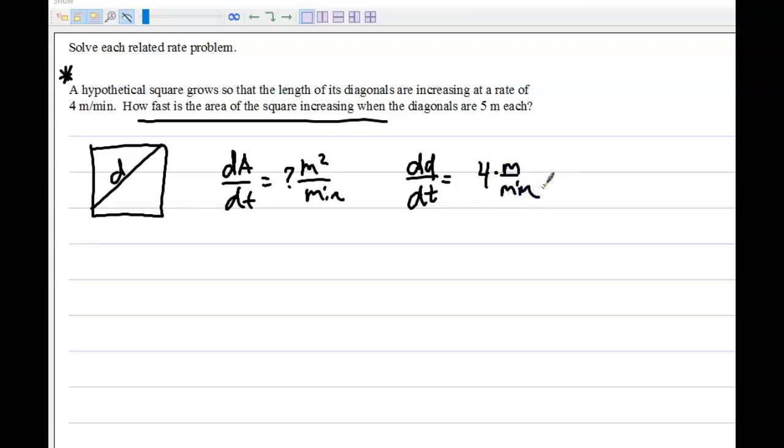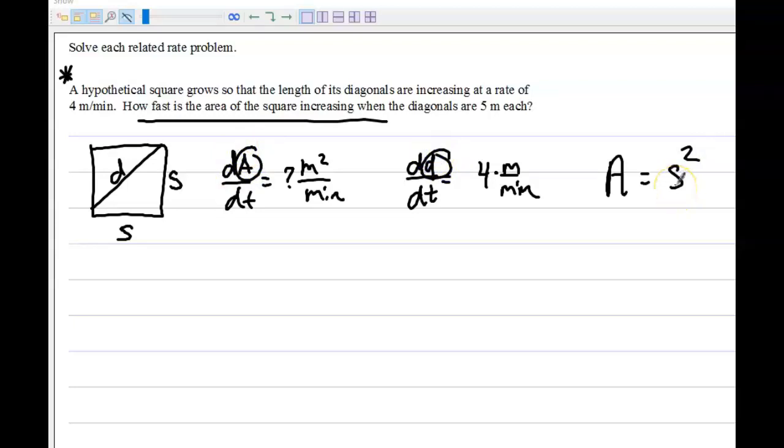All right. So here's the thing. We don't know what these sides are here. Okay, but the thing is we need those sides, because the area of a square is sides squared, right? But I don't want S in my formula. I want A and D. So how am I going to get rid of this S?